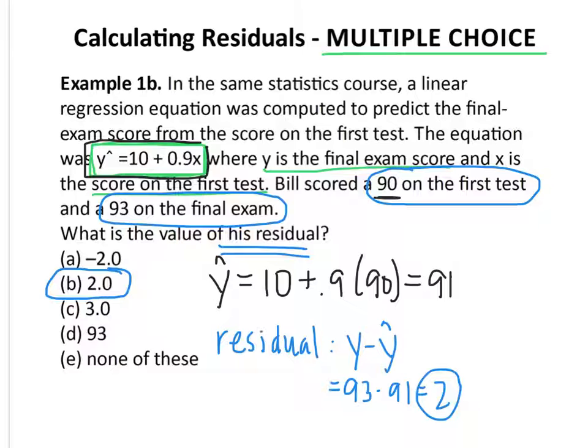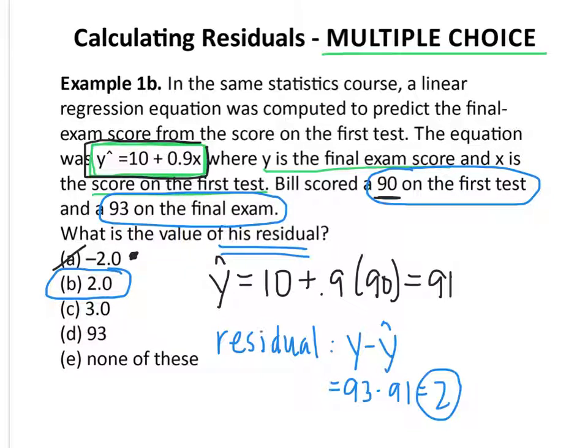So B would be the correct answer. Let's break down some of these other answer choices. Answer A is the distractor, because if you flipped the order and you did y hat minus y, you would have gotten a negative 2 for his residual. But we don't want that. We want to do y minus y hat.